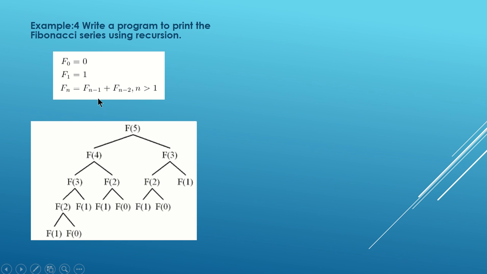So if it is 2, it is 2 minus 1, the first element, and 2 minus 2, the 0th element. If the n value is 3, then it is f of 2 plus f of 1. So it is the sum of the previous two Fibonacci numbers, where the n value is greater than 1. From this what you can understand is that f of 0 is equal to 0 and f of 1 is equal to 1. These two are the base cases, that is where you are supposed to stop. And then f of n is equal to f of n minus 1 plus f of n minus 2.